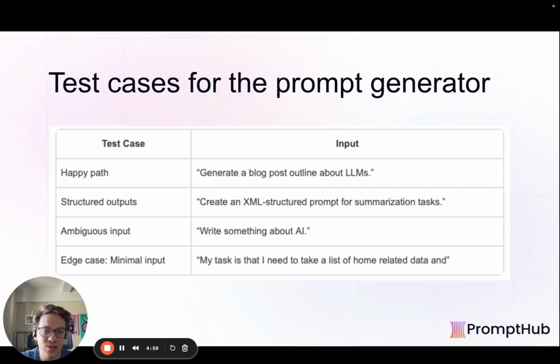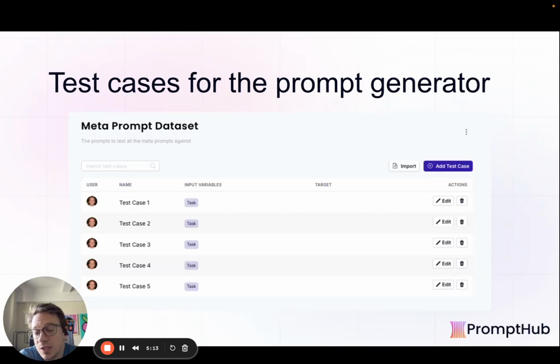Happy path: generate a blog post outline about LLMs, a structured outputs type of test case, is what we called it. And then ambiguous edge cases with minimal input. Here are a couple of examples. We started with 5 when I was doing my first iteration of prompt engineering.